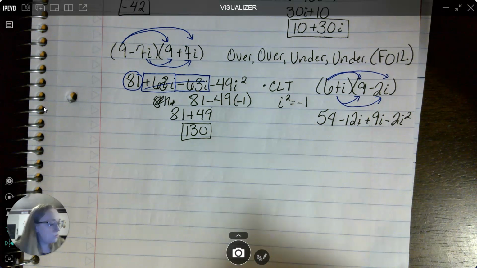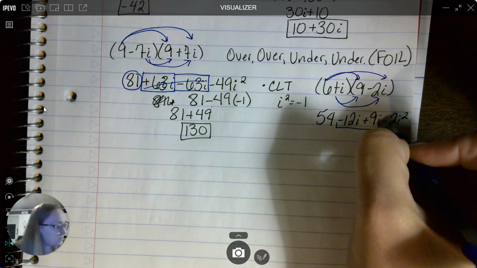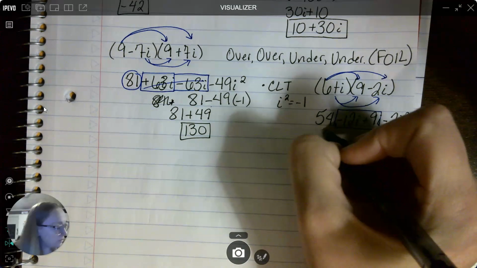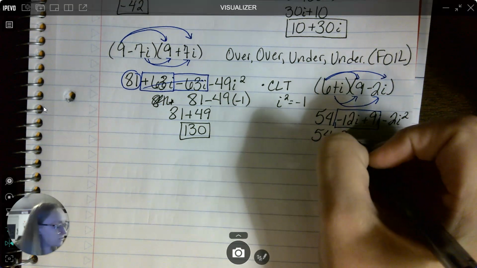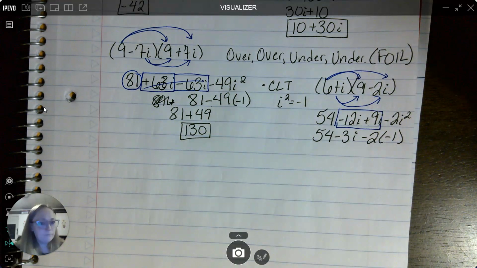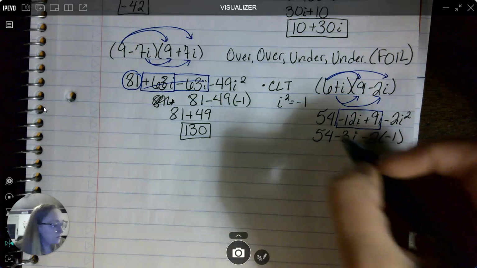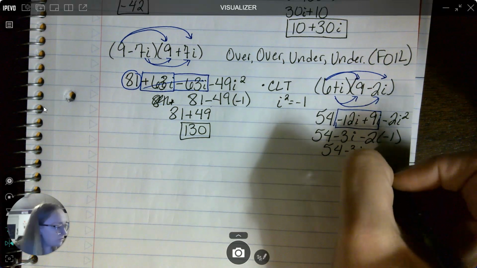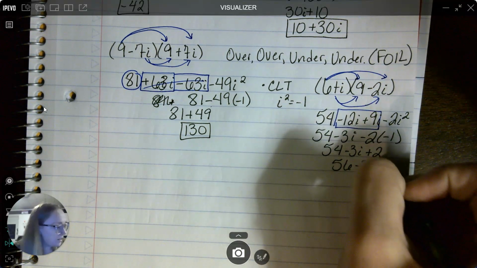Okay, so we can combine like terms right here, as well as go ahead and get rid of that i squared. So I would be left with 54 minus 3i minus 2 times negative 1, remembering i squared is equal to negative 1. And then we get 54 minus 3i plus 2, 56 minus 3i.